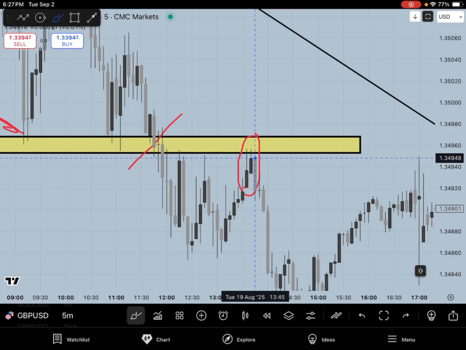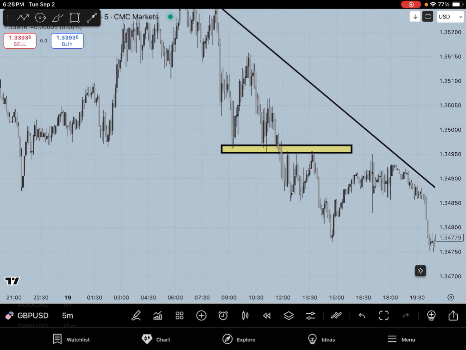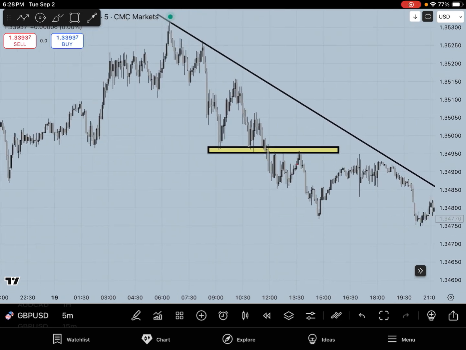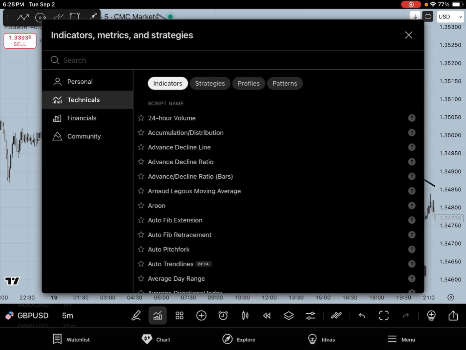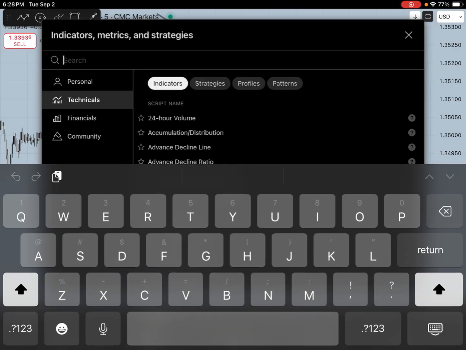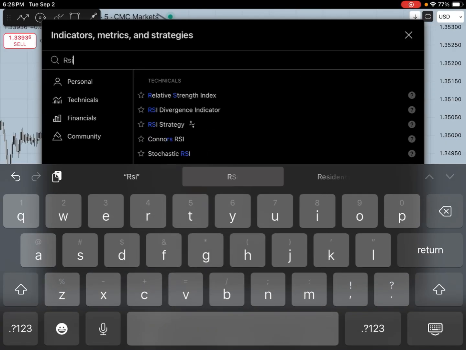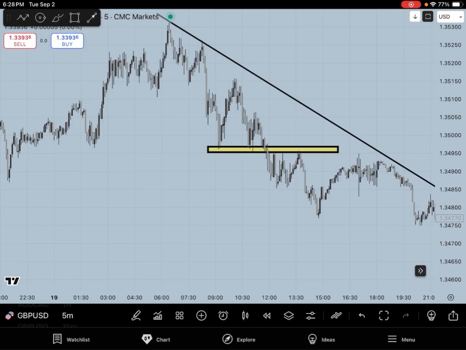The next confirmation you're going to be looking for here is divergence. We don't have a separate video on how to look at divergence because it's a very simple concept. All you need to do is go to your indicators and type in RSI. That's going to pull up your relative strength index. You do not need to change any of the numbers or features. I leave mine standard as it normally is on TradingView, and you add that to your chart.